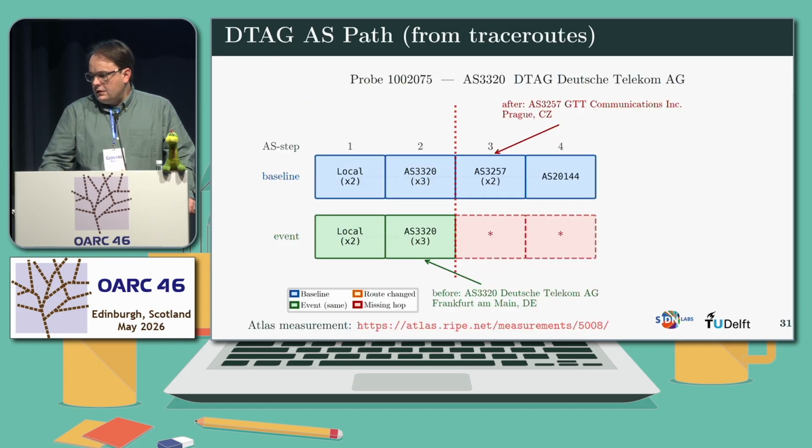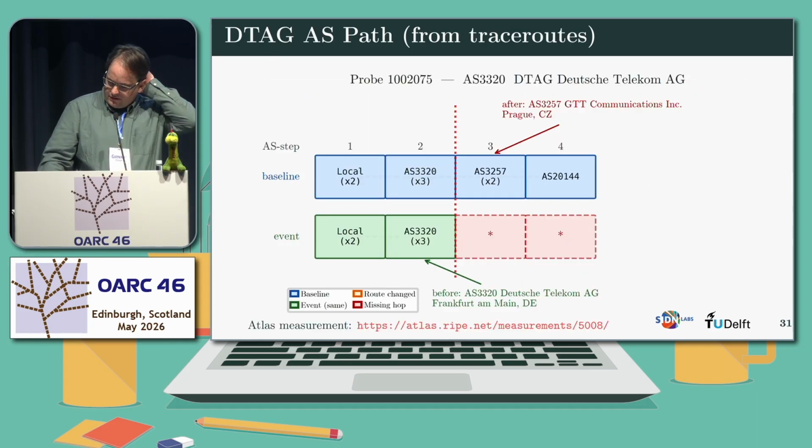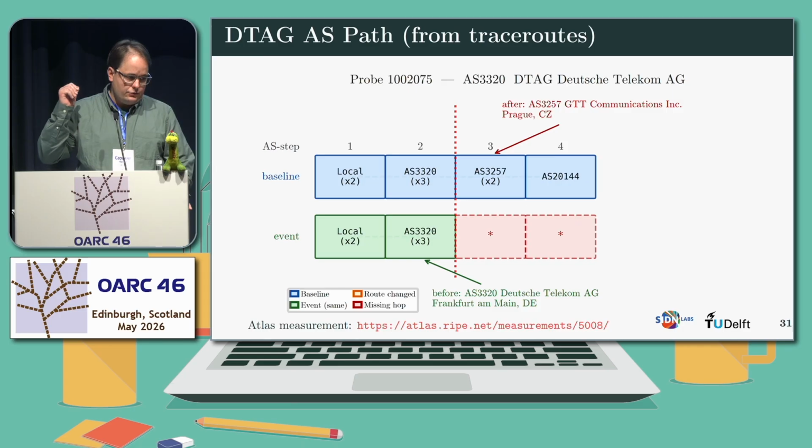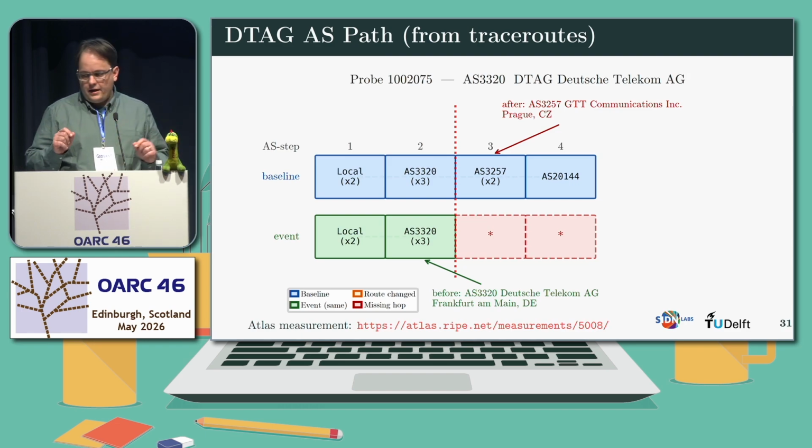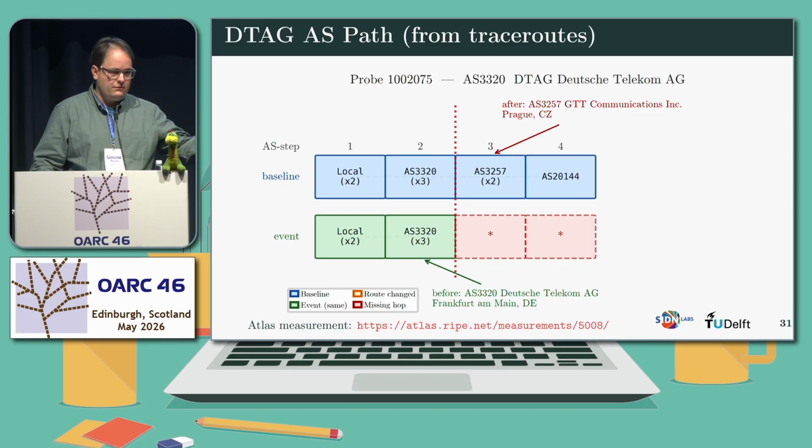Then I got another set of measurements, again from Atlas. Besides doing these DNS measurements every 4 minutes that I just showed in the graphs, they do traceroutes to all the root servers every half an hour, if I'm not mistaken. So I got these traceroutes for each probe, and I got some probes, like in this case Deutsche Telekom, that had issues. I said, I'm going to get the traceroute, extract the autonomous systems, and build the AS path before the event, and then during the event, and see what's the difference.